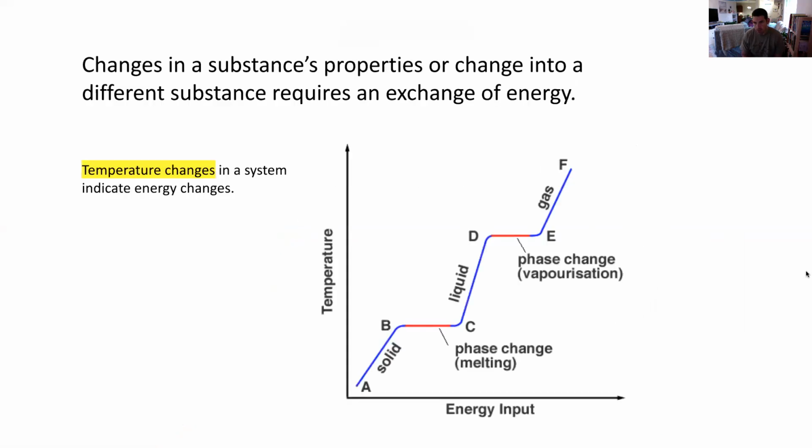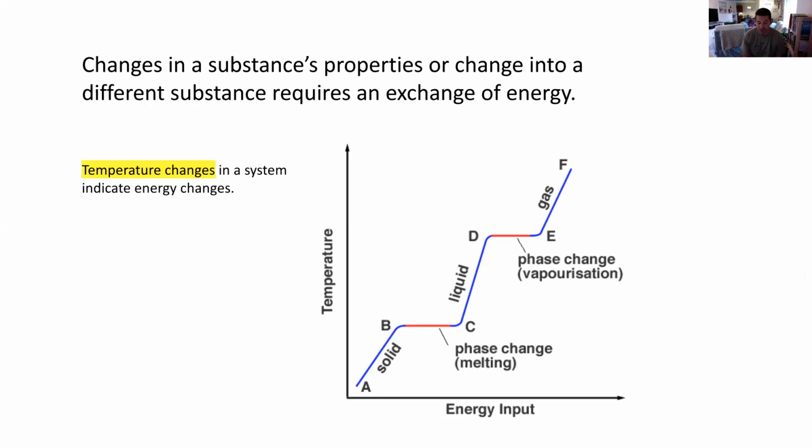I will be a little repetitive. There's a couple of main key pieces that I want to make sure you have down. First thing, temperature changes in a system indicate energy changes. So anytime we see the temperature go up, we know that an energy change is occurring.